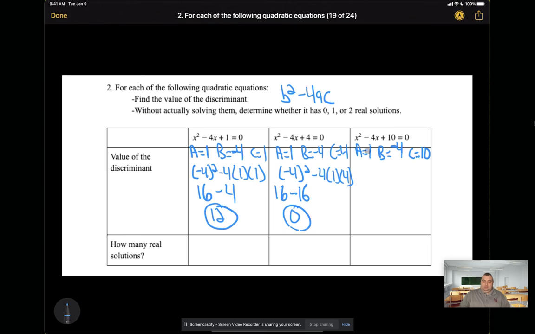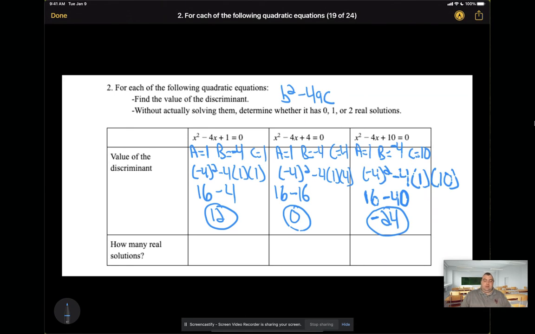And the last one, b squared minus 4 times a times c. So negative 4 squared is 16. Negative 4 times 1 times 10, that's going to be a negative 40. 16 minus 40, that's going to be a negative 24.